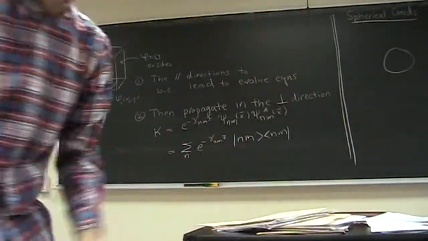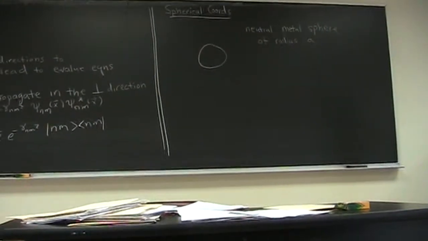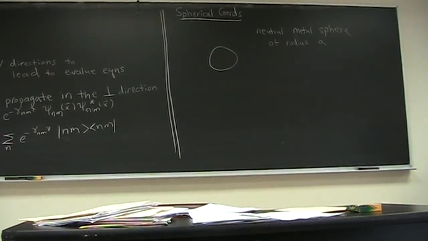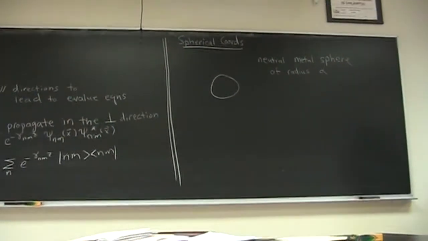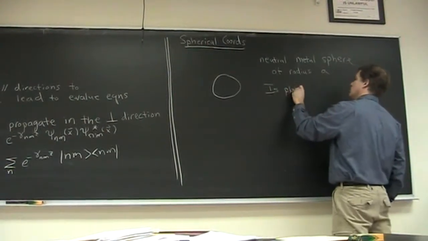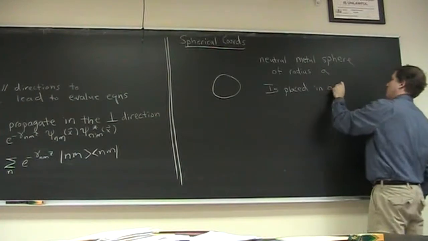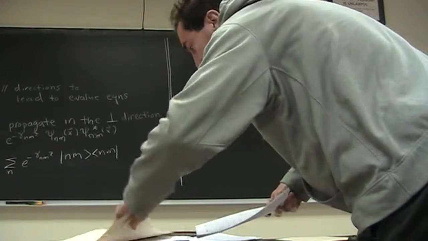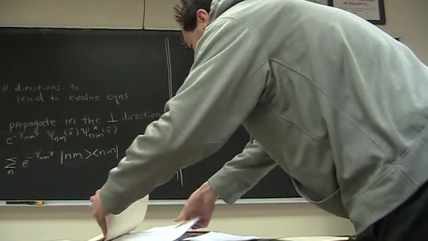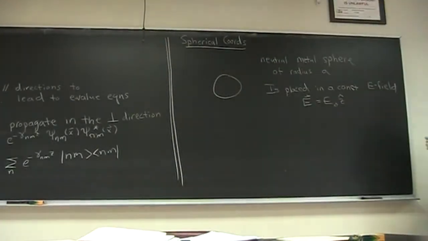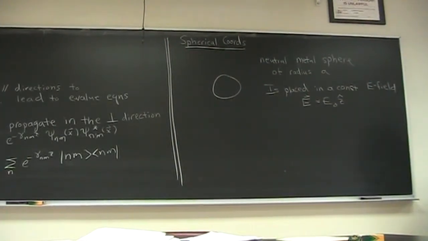Famous problem. For some reason all radii are always called A. Jackson called it A, and everybody calls it A. So a neutral metal sphere of radius A is placed in an electric field. It's placed in a constant electric field.